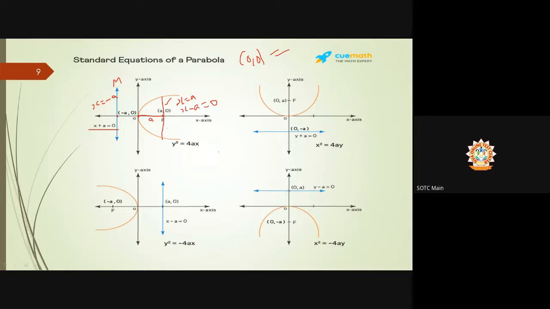So this length of latus rectum is always mod 4a, fixed for all the parabolas. So mod 4a we can see. This is the case of y square is equal to 4ax. In case of x square is equal to 4ay, it looks like this. And in case of y square is equal to minus 4ax, it is just opposite to this, replicating on the negative side. So this is your x square is equal to minus 4ay, right?